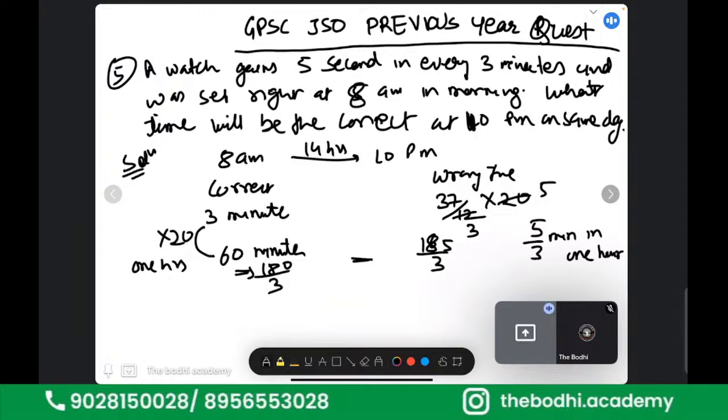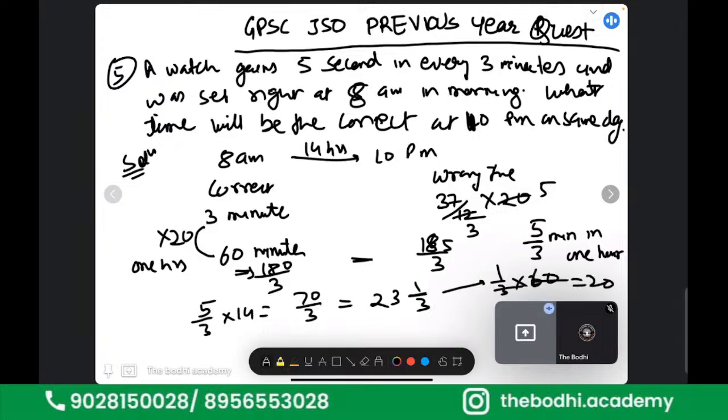So in 1 hour, if we are ahead by 5 upon 3, how much do we have to find out for 14 hours, right? So we have to multiply 5 upon 3 into 14, which becomes 70 upon 3, which is equivalent to how much? If you calculate, 3 times 23 is 69, remainder 1 upon 3. But 1 upon 3 of a minute we have to convert into seconds, so it goes to 20 seconds. So that means we are going ahead 23 minutes and 20 seconds.